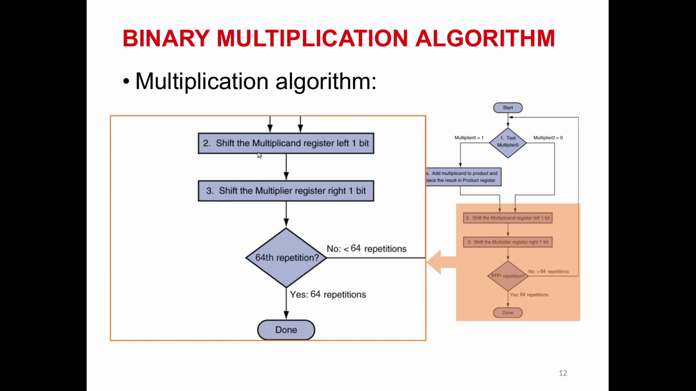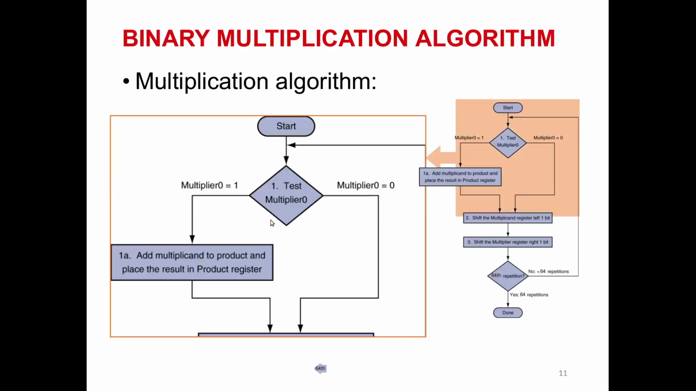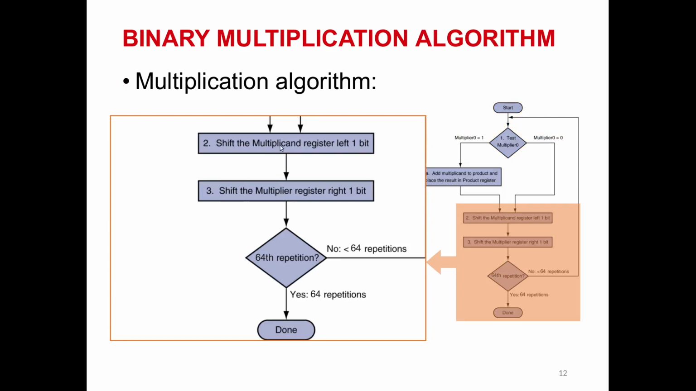After doing so, we need to shift the multiplicand register left 1 bit. Why? You can see that after the first calculation, you will need to shift the multiplicand to the left for 1 bit before you take this bit and multiply with this, so that you can have the result in the second line here. That's why we will need to shift the multiplicand register to the left for 1 bit, and together with that we will need to shift the multiplier register to the right for 1 bit.